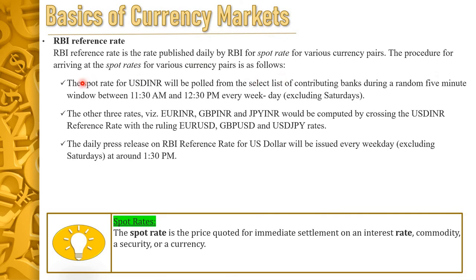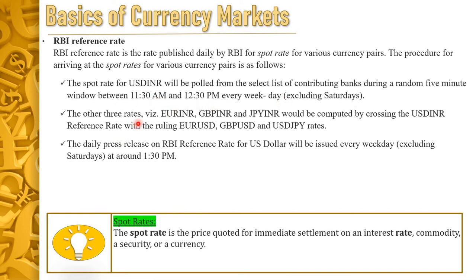So how does the bank arrive at spot rates for various currencies? These are the methods. We have taken an example of a few currency pairs to make it easy for you to understand. This rate is determined by the selected list of contributing banks during a 5 minute window between 11:30 a.m. to 12:30 p.m. every week, excluding Saturdays.